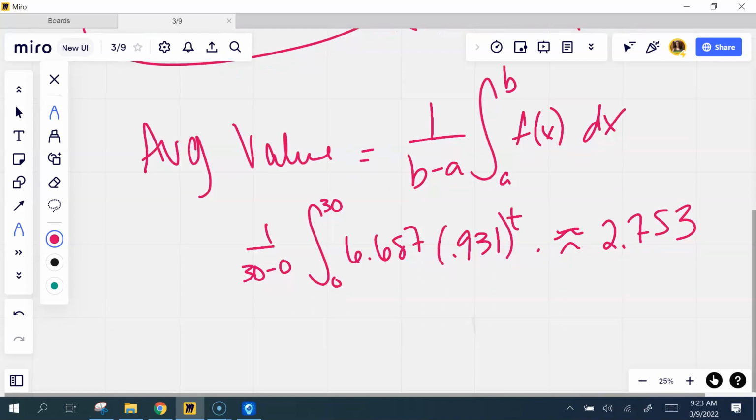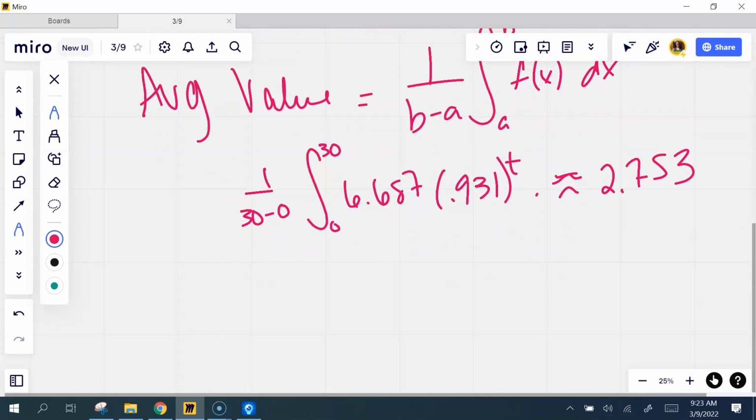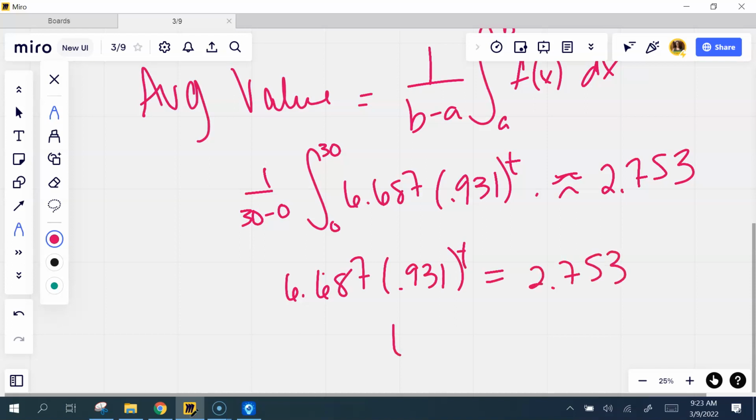What's my function? When does 6.687 times 0.931 to the t equal 2.753? That will happen at approximately 12.14. Okay, so I would move this over here, make it equal 0, and then graph it and find where it crosses the x-axis. You got a calculator.